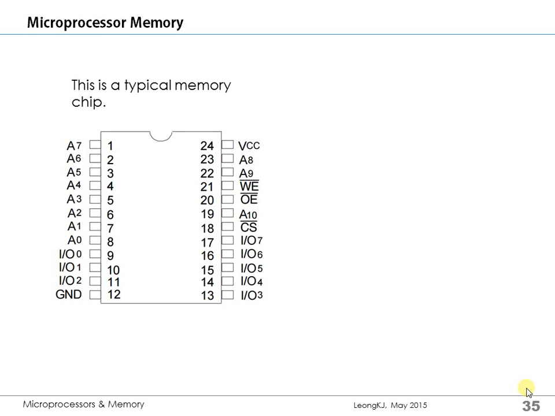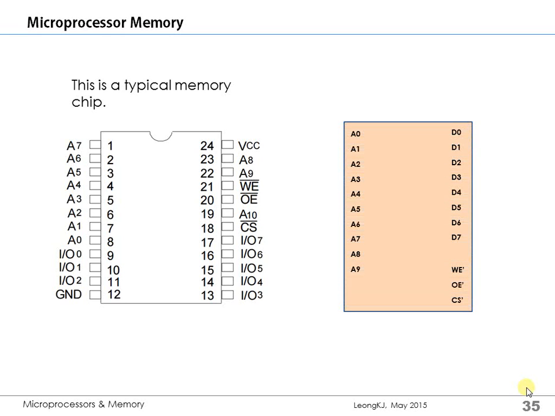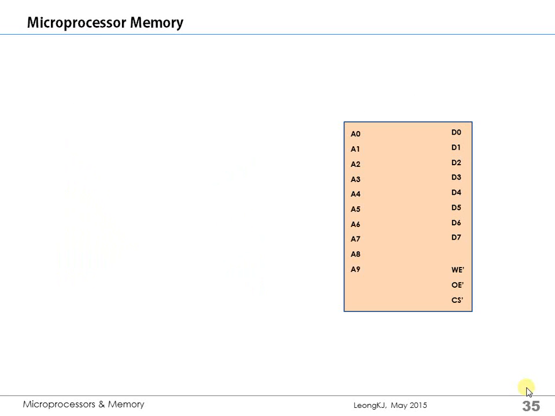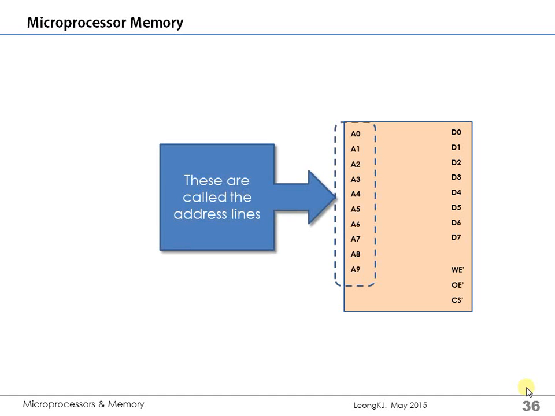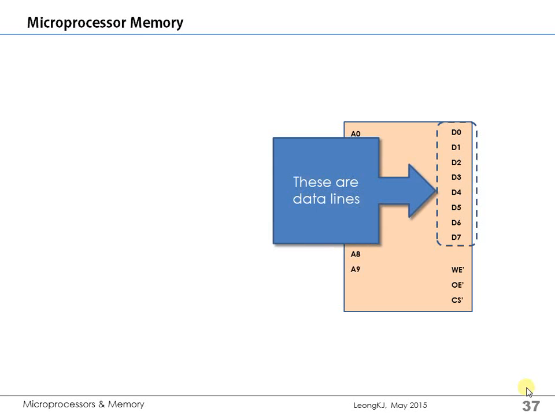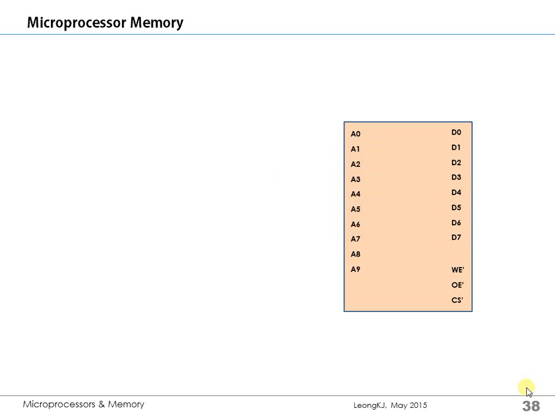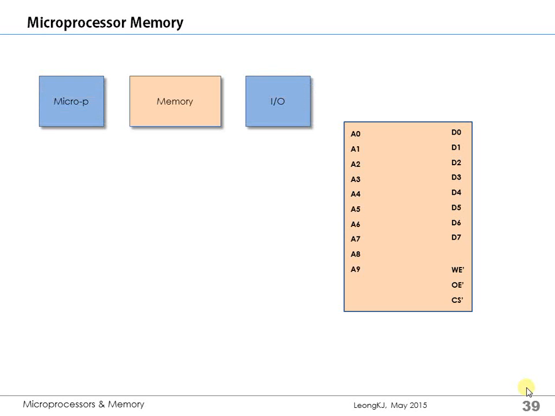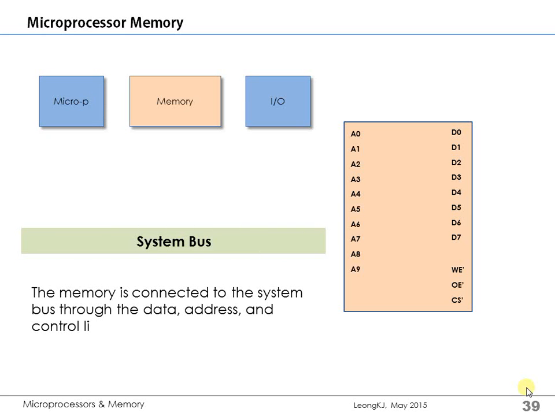This is a typical memory chip. Let's rearrange the pin names for easier reference. These are called the address lines. These are data lines. These are control lines. How is the memory connected in the microprocessor system? The memory is connected to the system bus through the data, address, and control lines.